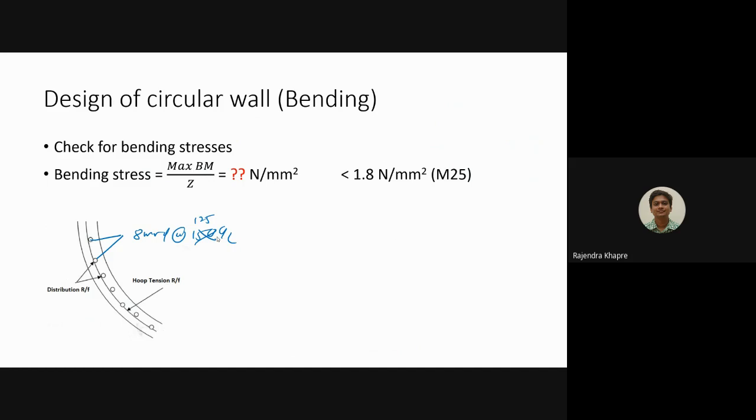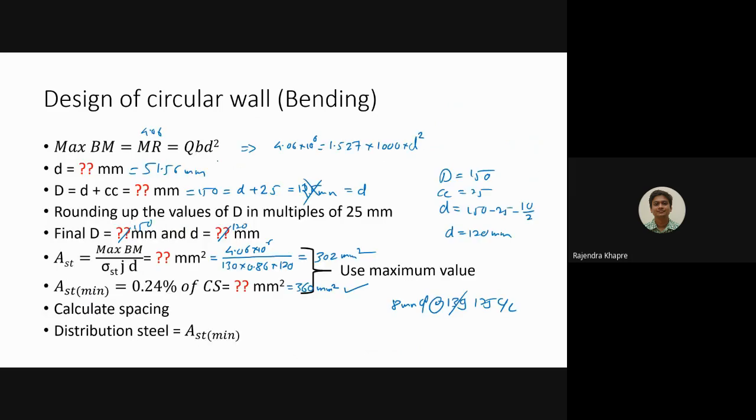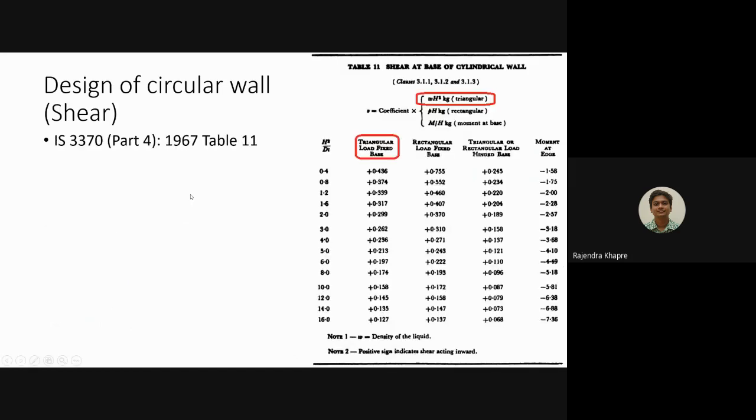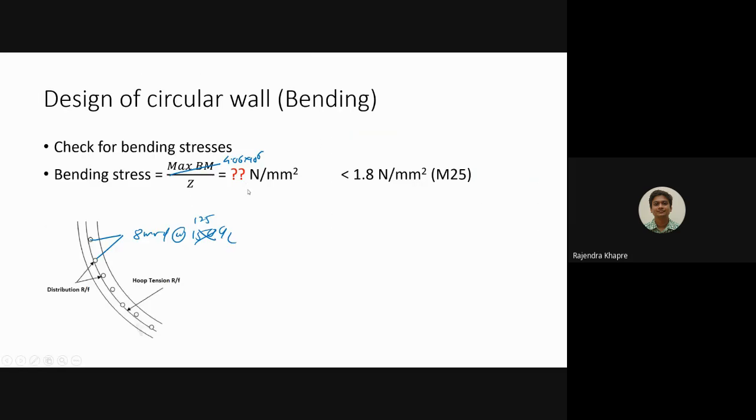Is it okay? Now once everything is set, we have to find whether the bending stress is in permissible limit or not. Bending stress can be calculated as the maximum bending moment divided by section modulus, that is Z. I think we have calculated the bending moment as something like 4.06 into 10 to the power 6, and Z is, what is Z?